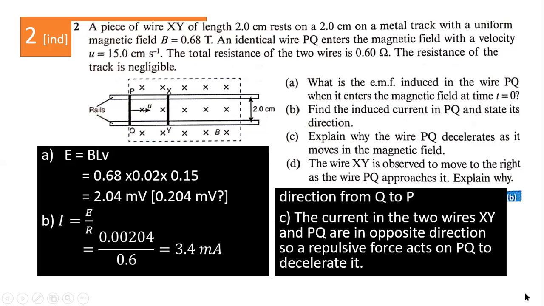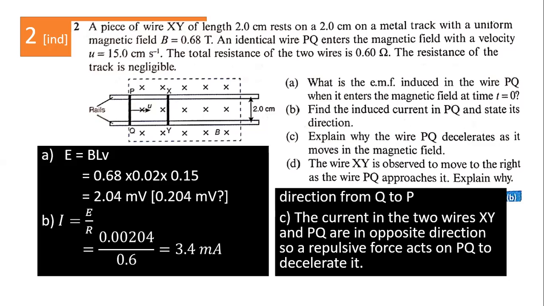Currently the two wires, XY and PQ, are in opposite direction. It's moving up, Q to P, moving across the rail, moving from X to Y. They are in opposite direction. So there's a repulsive force. Topic 16: if the current in the two moving conductors is in opposite direction, if it's charged, it attracts. If it's current, it repels. Remember that. So the repulsive force on PQ is to the left. So it's opposite. That's why it decelerates. Okay or not?